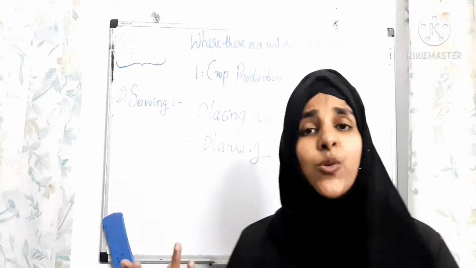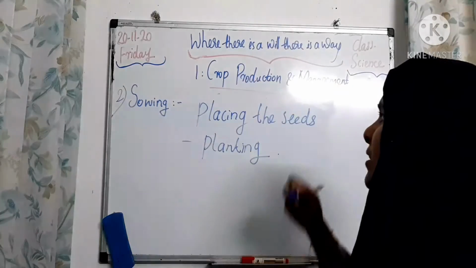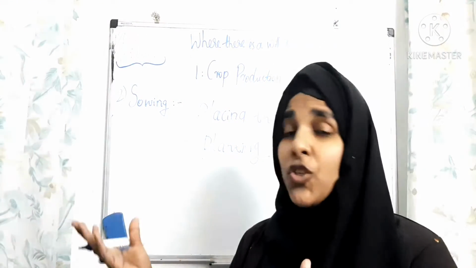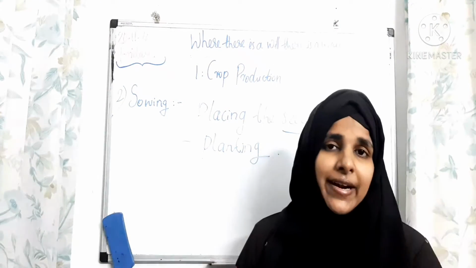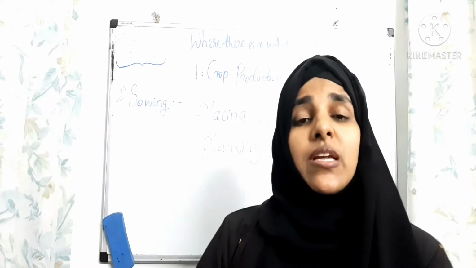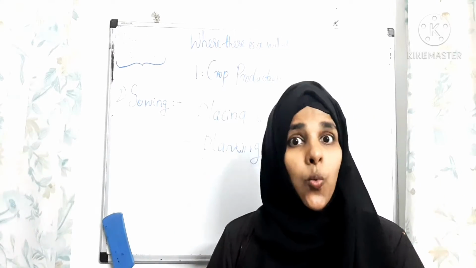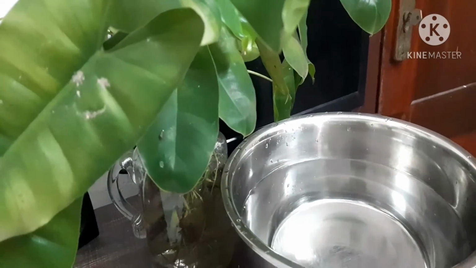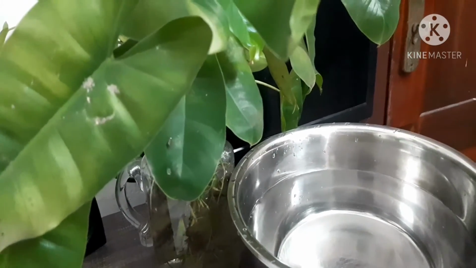And how do we select the seeds, children? We know that sowing is placing the seeds. How do we select them? Is it a good or bad seed, a healthy or unhealthy seed? How can we select? This selection we can check through one activity. So students, we can do one activity now, that is separating good seeds from damaged ones.